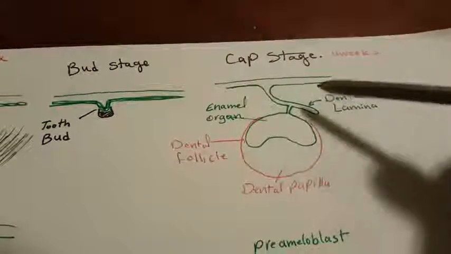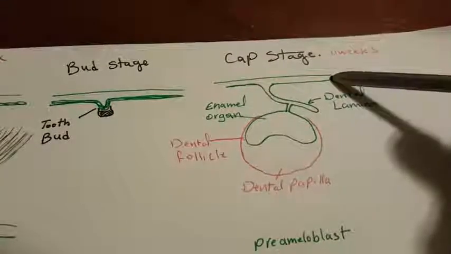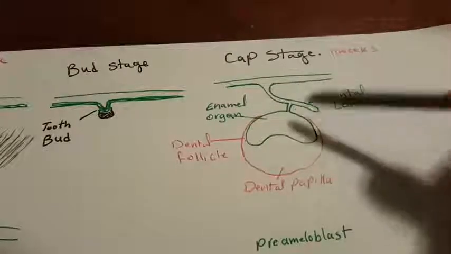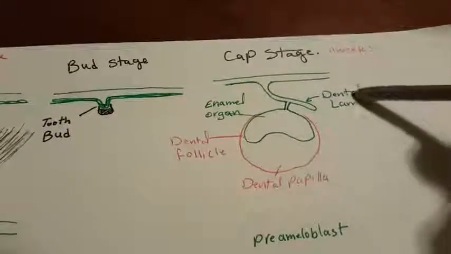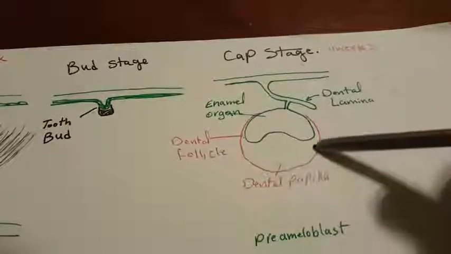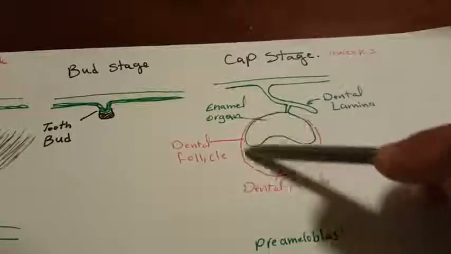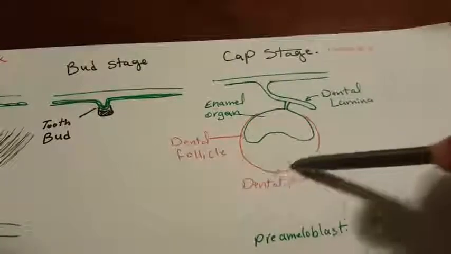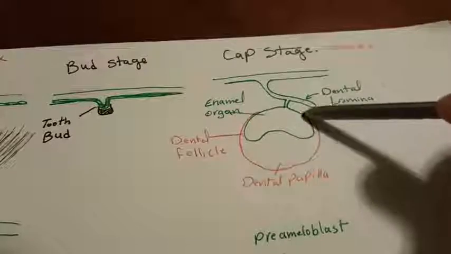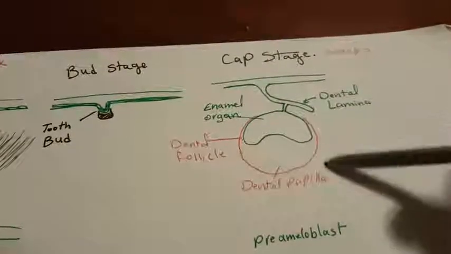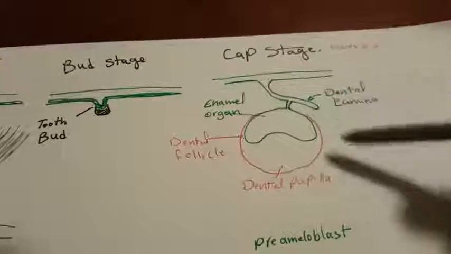So basically, the oral epithelium extends and forms the dental lamina and the enamel organ. This is the enamel organ, and here is the dental sac surrounding it, which contains the dental follicle and dental papilla. This all together is the dental sac, and this whole thing, the sac with the enamel organ, is called the tooth germ.